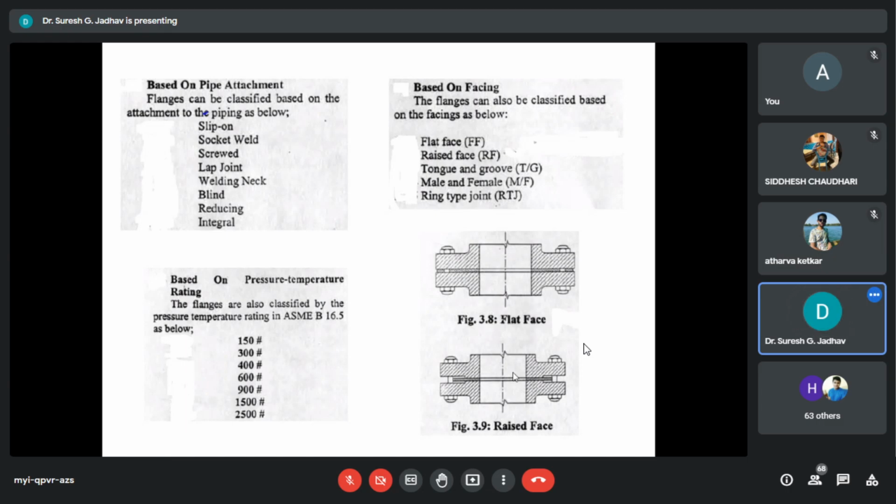For higher ratings, here considered 1500#, 2500#, the flange thickness does not include the raised face thickness. The raised face thickness for higher ratings is 1/4 inch. For this purpose we can use the raised face flanges.